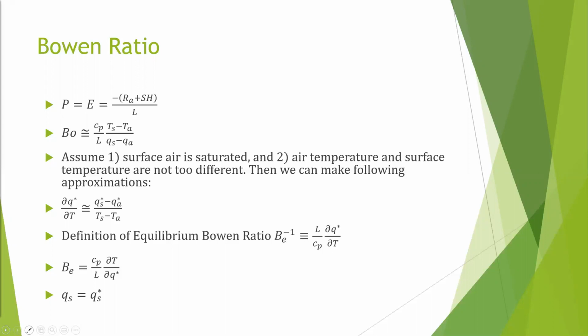Now, assuming the surface air is saturated and the difference in air and surface temperatures is relatively small, we can take the partial derivative of saturated specific humidity with respect to temperature and obtain the following equation. From here, we can manipulate the equilibrium Bowen ratio, and now we will use the assumption that specific humidity of the surface is equal to the saturated specific humidity of the surface.